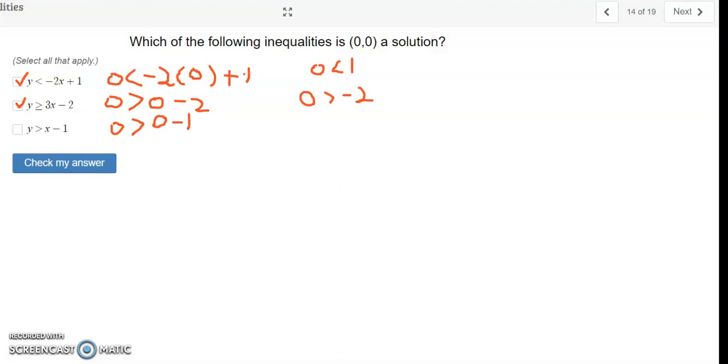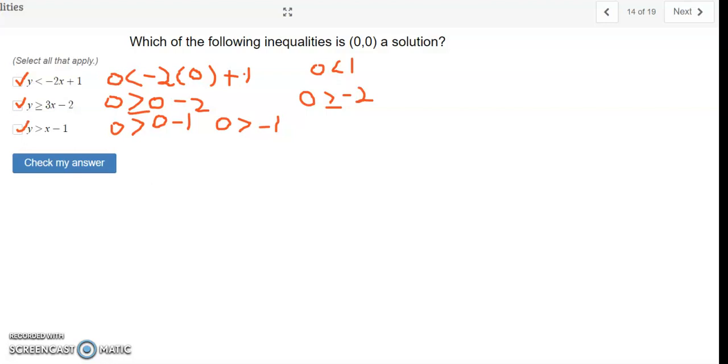And I'm sorry, this is actually greater than or equal to. So 0 is greater than or equal to -2, and that's still true. And then I have 0 is greater than 0 minus 1. So I'm going to get 0 is greater than -1, and 0 is greater than -1, so that's also true.